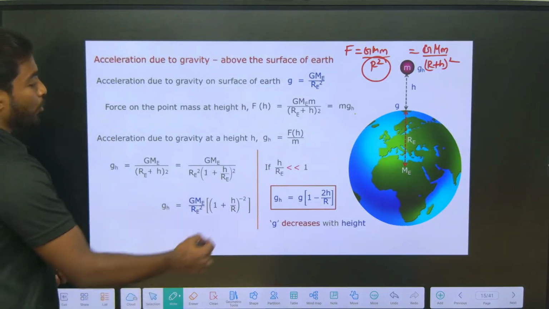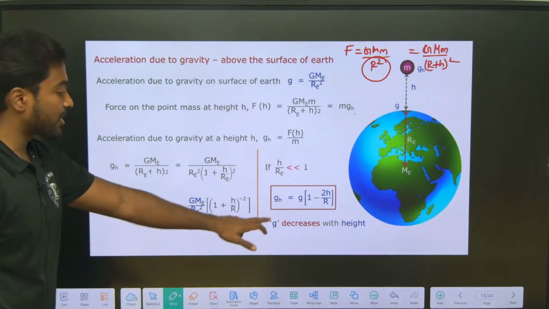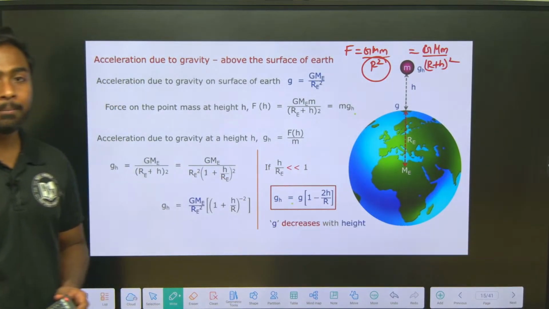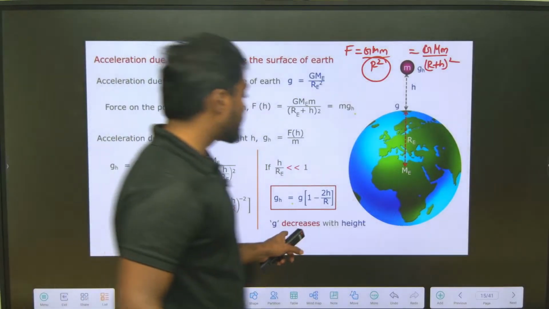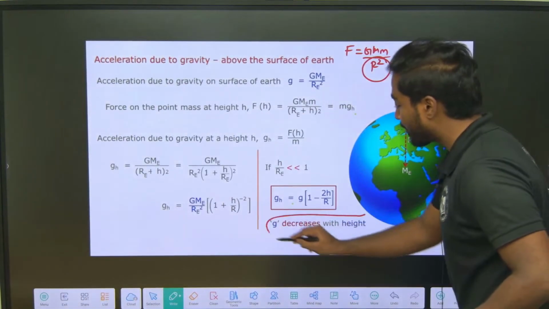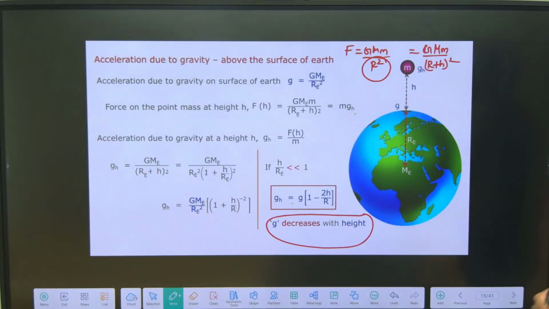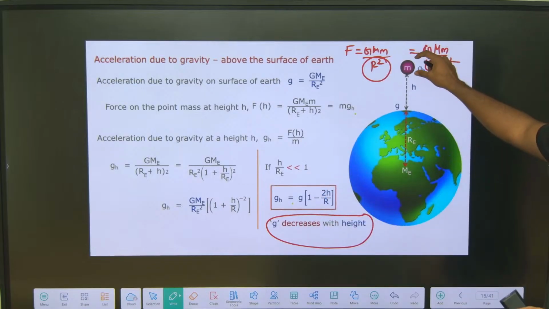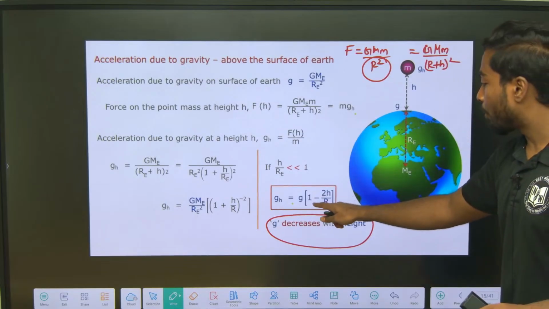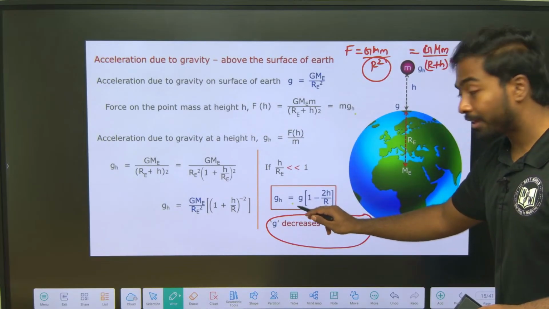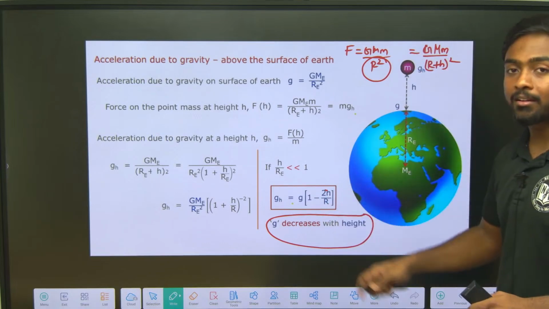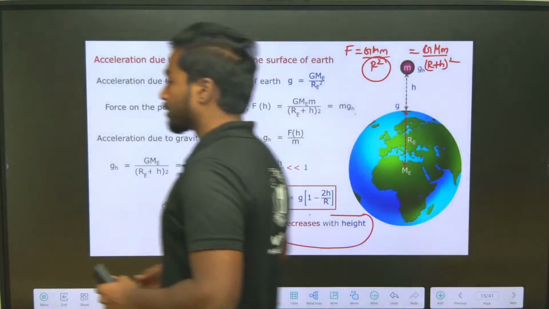So by doing the derivations now, we will get a relation: gh will be equal to g times 1 minus 2h by R. So g will decrease when height increases. So the value of gh, the gravity of an object when I take it to the height h, the formula is g into 1 minus 2h by R, where g is the gravity 9.8, h is the height which I have taken and R is the radius of the earth. You can take a note of this relation.